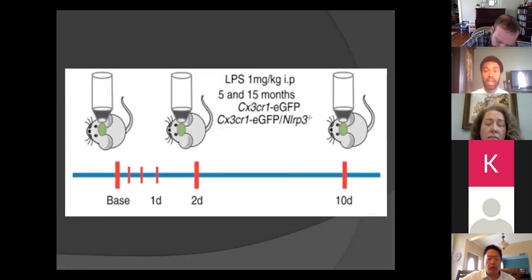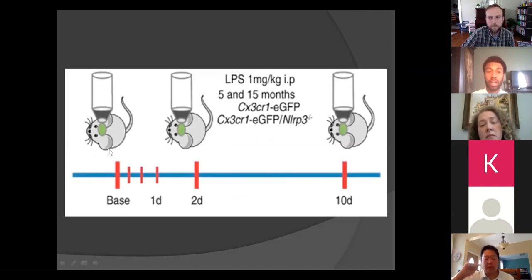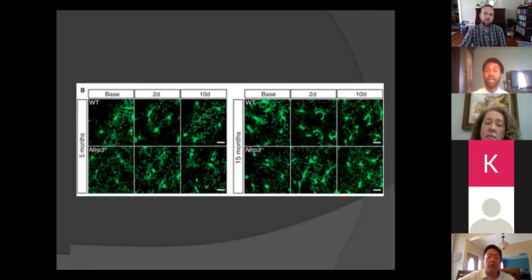And once again, this is showing you the mice and how they use the cranial window. Then they remove the NLRP3 from these mice, which are called NLRP3 knockout mice. You can see they have the same cranial window from the base to 10 days. On the left side you can see the ages of these mice: 5-month-old mice on the left compared to 15-month-old mice on the right. The wild type are the mice that do have the NLRP3, compared to the mice that do not have the NLRP3.